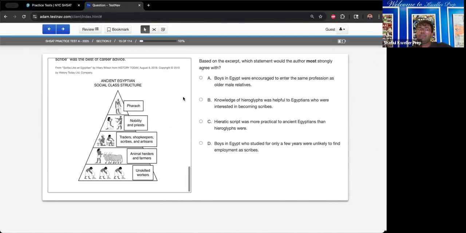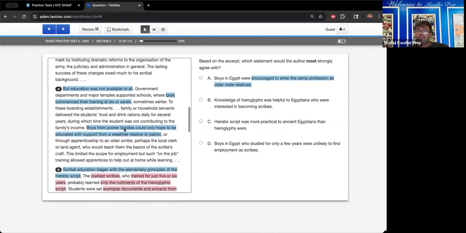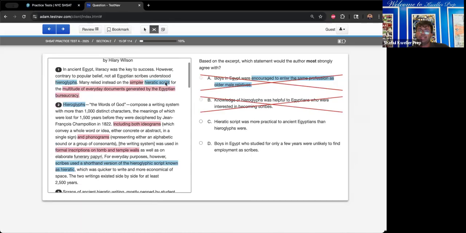Which statement would the author most strongly agree with? Boys in Egypt were encouraged to enter the same profession as older male relatives. This idea is nowhere in the passage. I don't remember reading this at all. Even the poor people, I don't think this would be true, especially for the poor people, right? Because they wanted to become scribes. So it doesn't really mention here how they should enter the same profession. Knowledge of hieroglyphs was helpful to Egyptians who were interested in becoming scribes. It's not true. They didn't use hieroglyphs. Remember, they used hieratic script. Hieratic script was more practical to ancient Egyptians than hieroglyphs were. This is true. It literally says here.